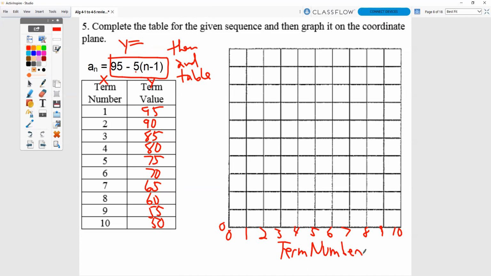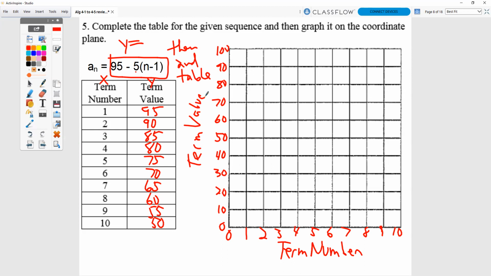Going up along the side, my lowest number is 50. My biggest number is 95. I think counting by tens would make the most sense. Could you count by 20? Sure. Could you count by 25? Sure, but you're going to have a really tiny graph then. So I'm just going to count by tens to sort of maximize my space. But again, we wouldn't want to count by 10,000s. You wouldn't be able to see it. And these are your term values along the side, because these are your y's.